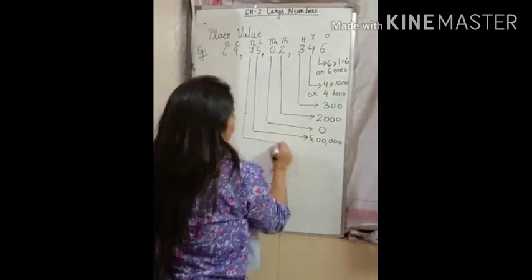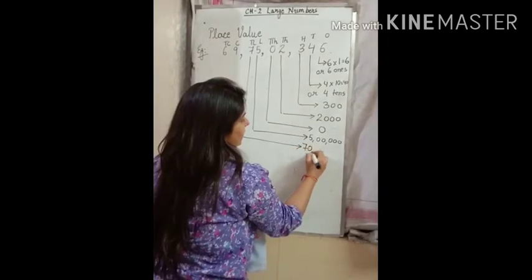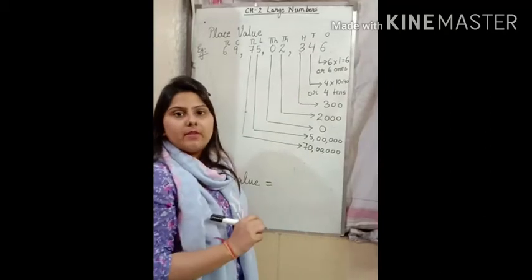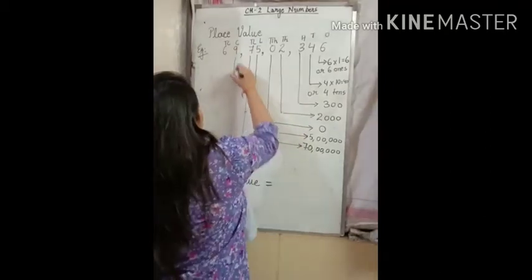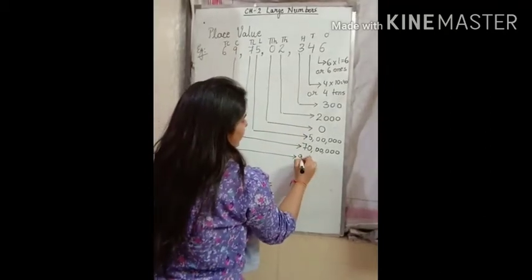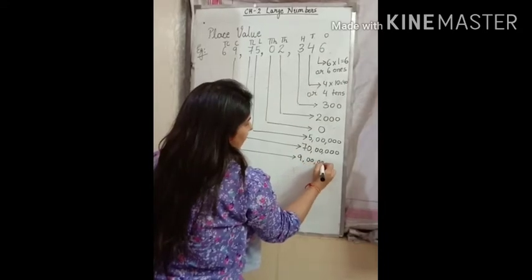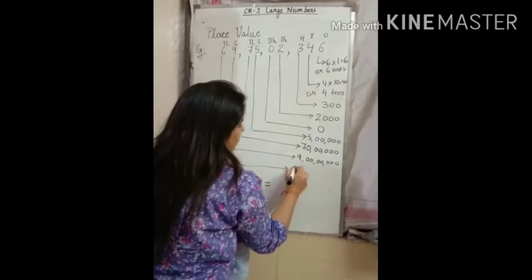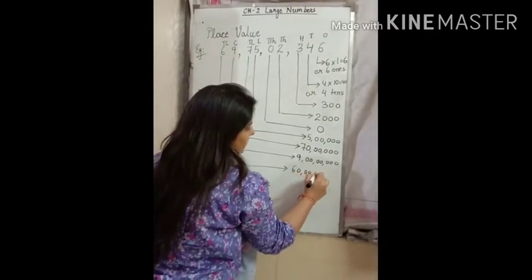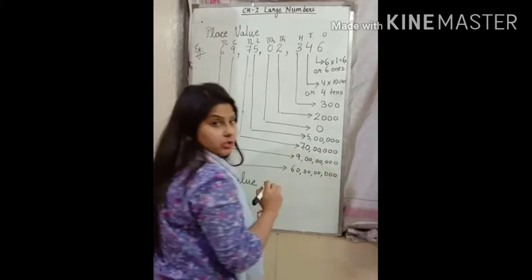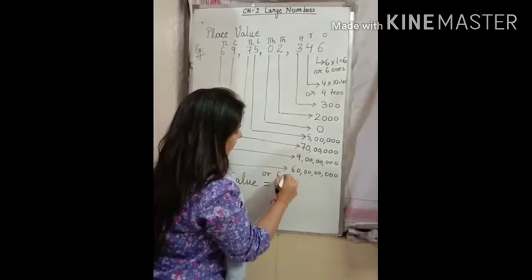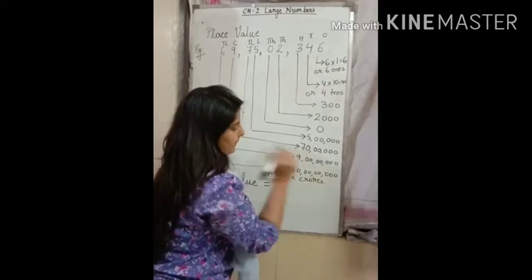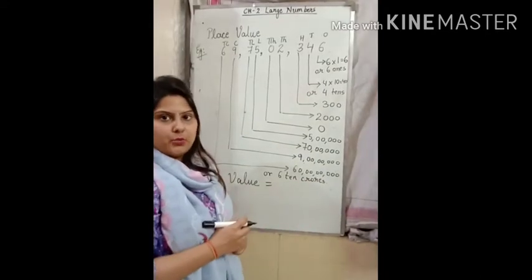Then for this we have 7, 10 lakhs. 70 lakhs, or we can say 7, 10 lakhs. For this 9, the place value would be 9 crores. For 6, it would be 60 crores, or we can also write it as 6, 10 crores. I hope this is clear to everybody.